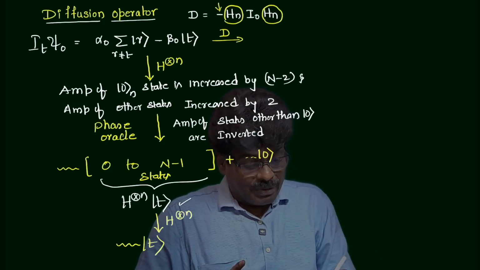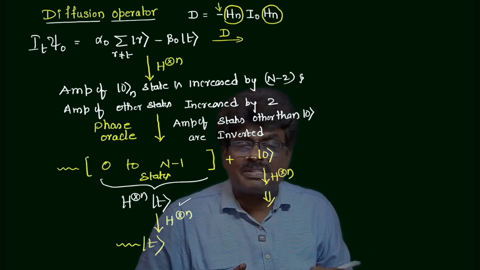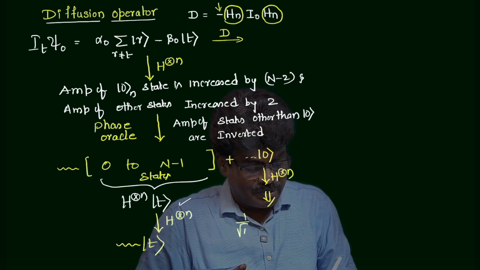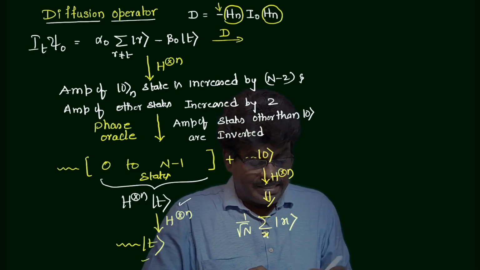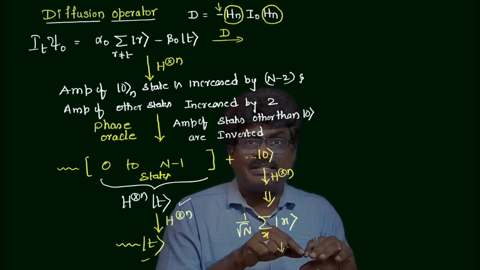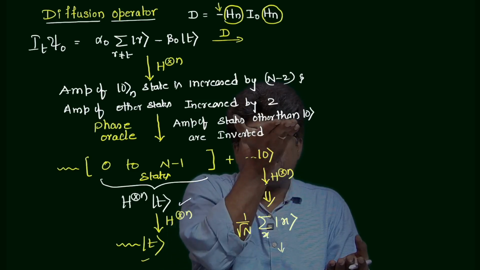And you got a doubt, what about this? No issue, again you will operate a Hadamard and this will create the superposition state again. So that is 1 over root n summation over x. Here already the target state is there, here also the target state is there, and again if you take common, the amplitude of the target state will be increased.